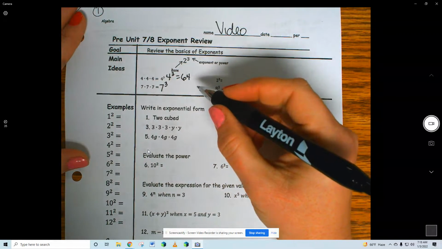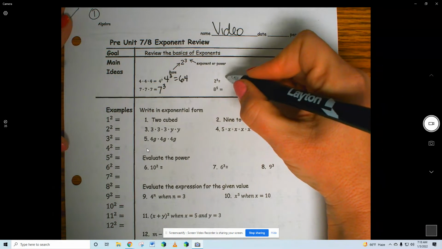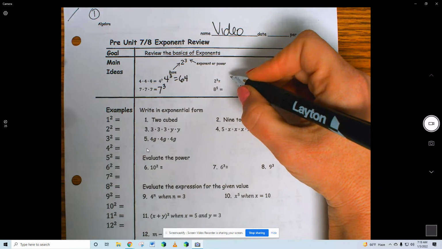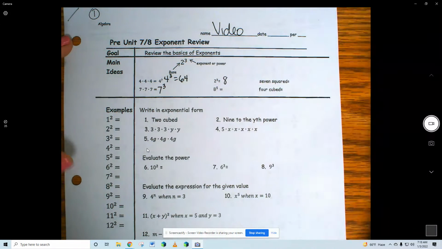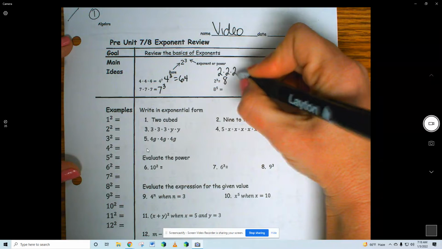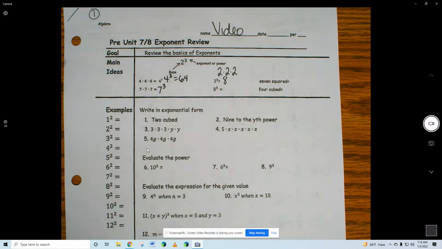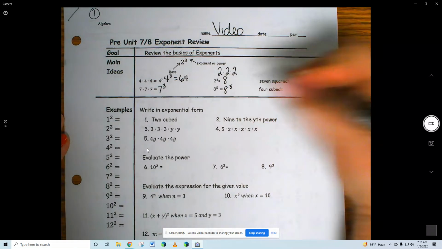Next, I'm going to do 2 to the third. What's 2 times 2 times 2? I can do that in my head. 2 times 2 is what? What's 2 times 2? 4. What's 4 times another 2? 8. So it's 8. Now 8 to the 5th, nope, I'm not going to make you do that. If a teacher let you have a calculator, then you could do it. But again, I'm just going to leave it 8 to the 5th. There's no way I'm going to make you multiply that up.